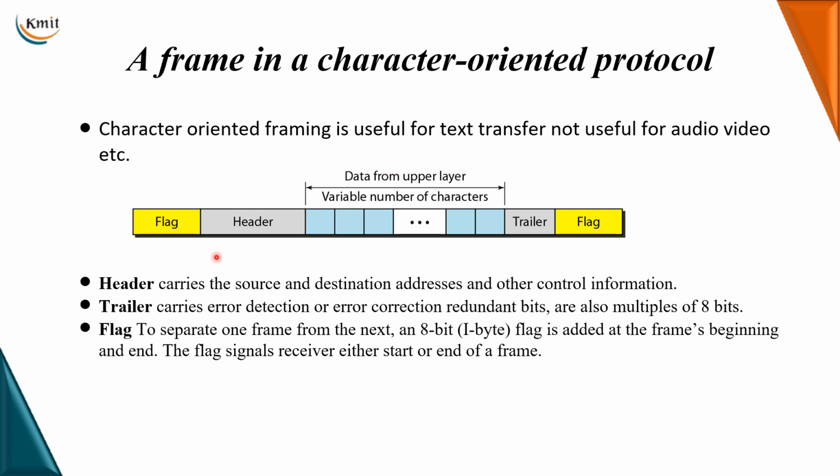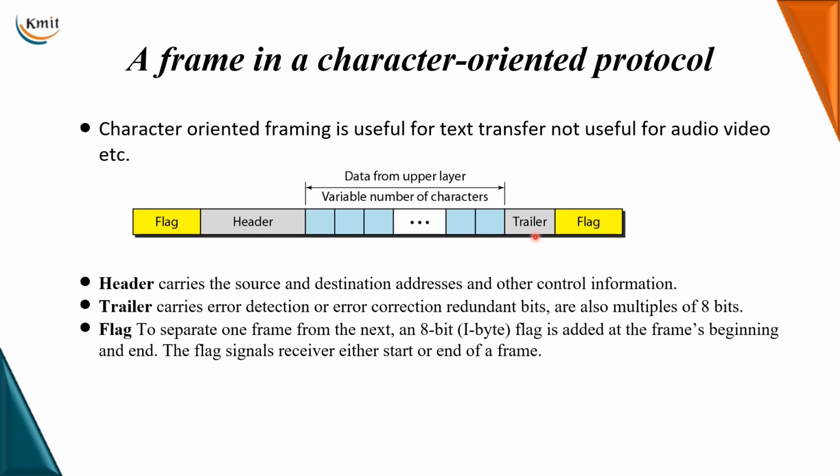Along with that, every frame has a beginning and an ending flag. The purpose of a beginning and an ending flag is for delimiting the frame, meaning for specifying the beginning of the frame and for specifying the end of the frame. The header of the frame generally contains the information about the physical address of the devices, both the sender and the receiver. And the trailer consists of the information about error control.